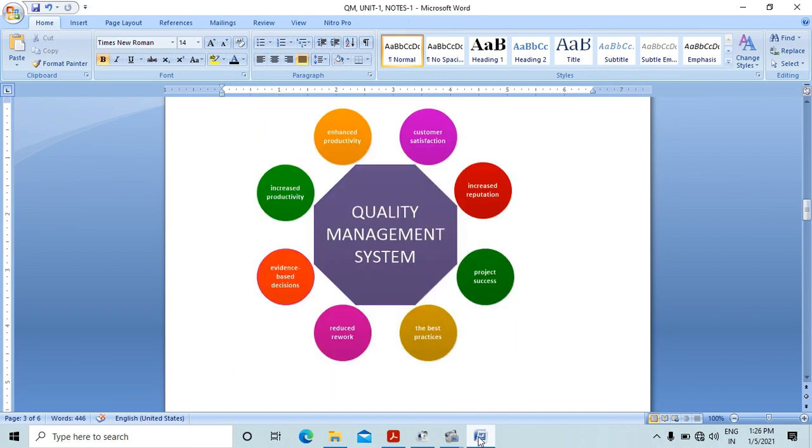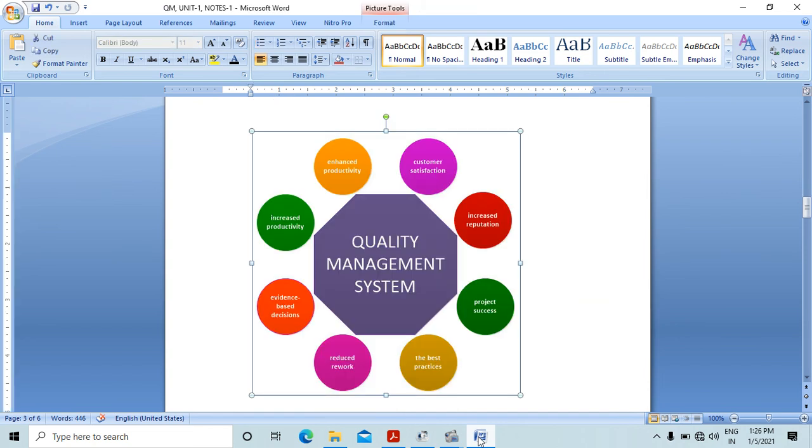So, finally, this is the diagram which clears the quality management system. So we can say that if any organization or any company is working with a quality management system, the benefits will be enhanced productivity, customer satisfaction, increased reputation, project success, the best practices, reduced rework, evidence based decision, and increased productivity.